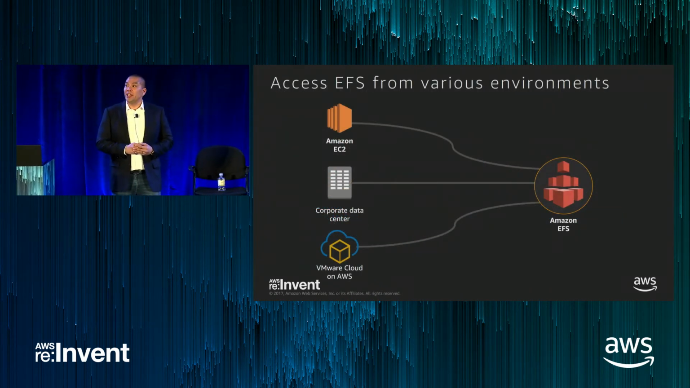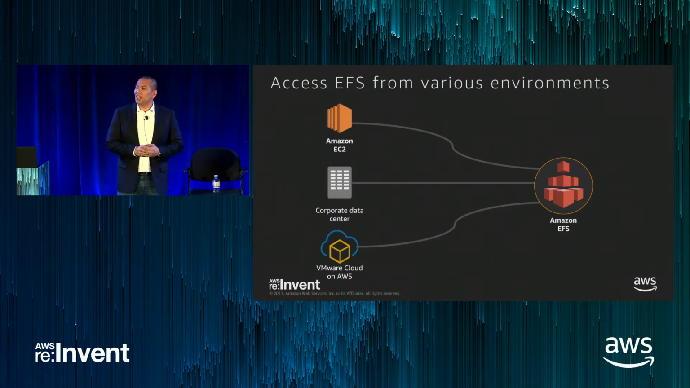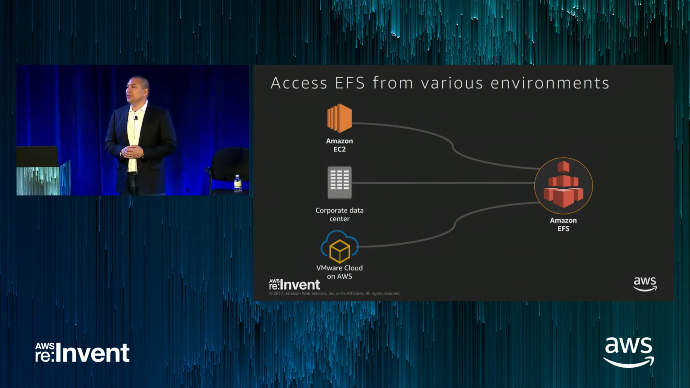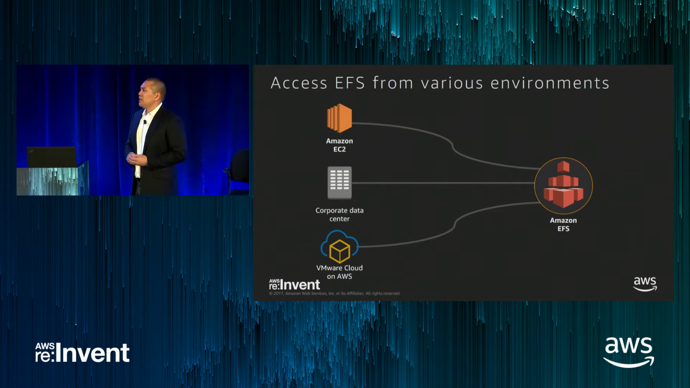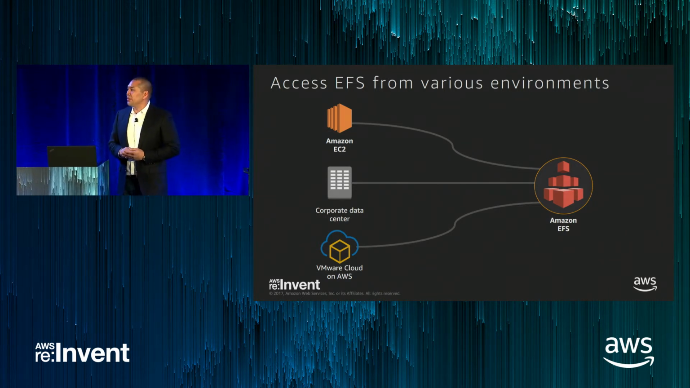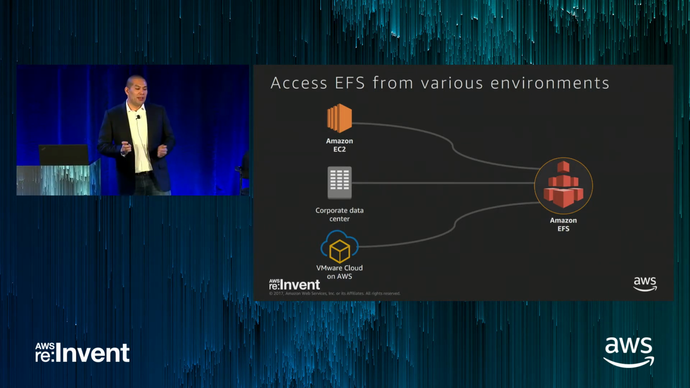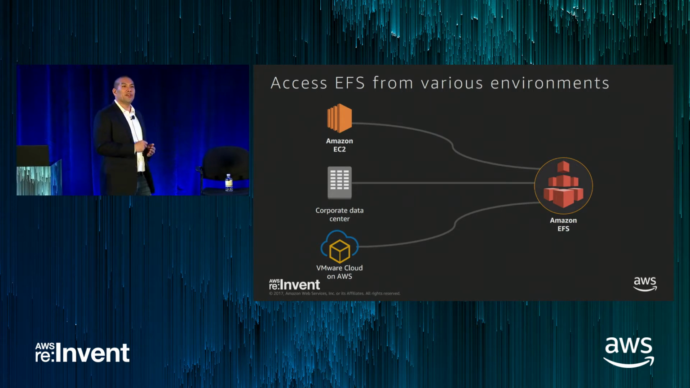You can access your EFS file system from a variety of environments, including Amazon EC2 instances in your VPC, servers in your corporate data center through Direct Connect, and announced this week, you can access your EFS file systems through VMware Cloud on AWS software-defined data centers.